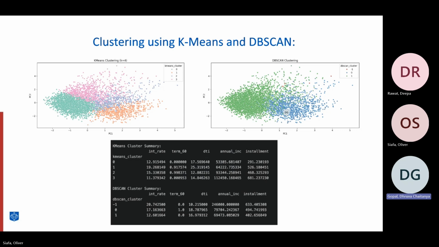Coming to DBSCAN results, DBSCAN was tested for anomaly detection and clustering without needing K. It identified cluster minus one, which had extremely high income and low DTI. Cluster zero had an average of 17.16 interest and a 100% term, and cluster one had 12.60 interest and shorter terms. This method was used for identifying edge cases that were missed by k-means clustering.